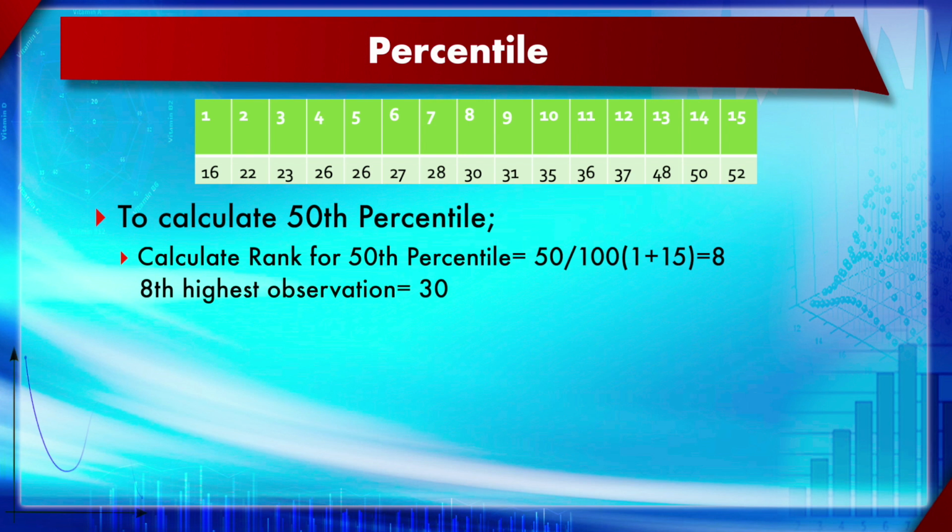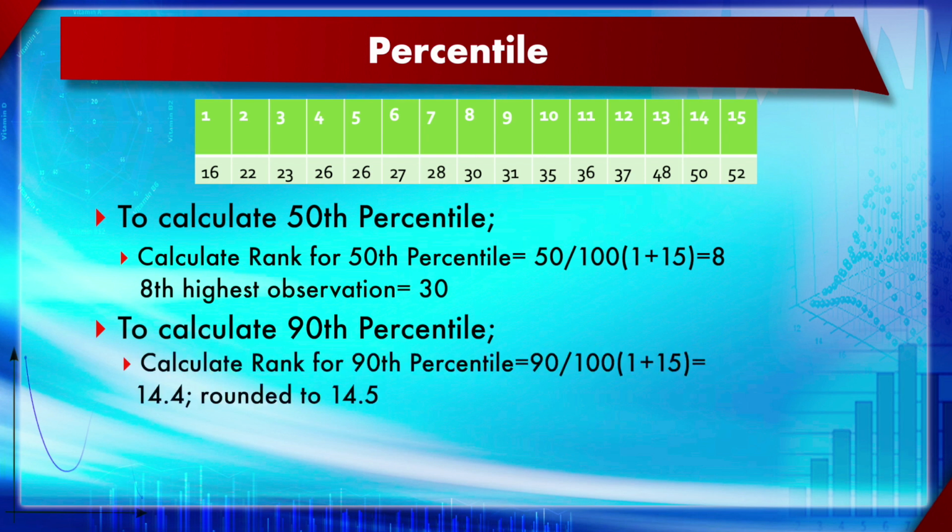So you don't really have to calculate it this way. You just pick up the middle number. That is called the median. To calculate the 90th percentile, similarly, you just have to plug into that same formula, that is 90 by 100 multiplied with 16.